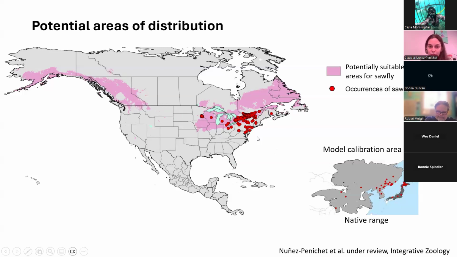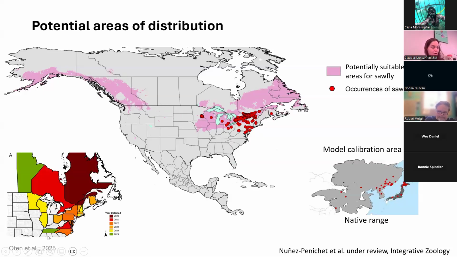I'm also going to mention again that these points here are from the distribution back in 2024. We now have a more updated map from Otten and collaborators in 2025, showing how the species has been expanding its distribution, and I have it over here. But even with this updated distribution, we can see that this model is not predicting very well, only considering the native range for calibrating the models.